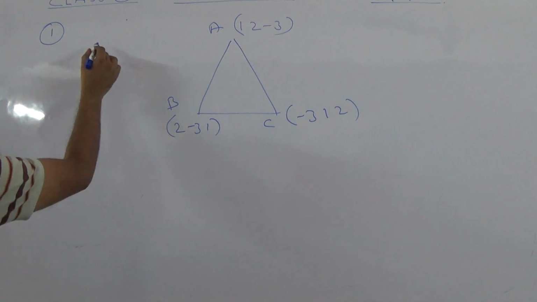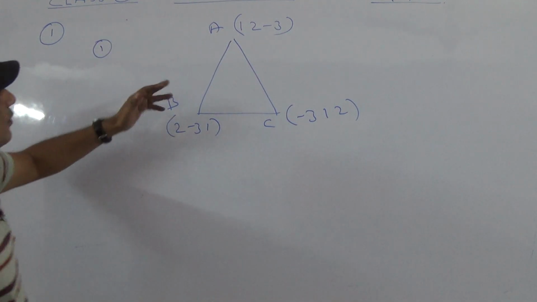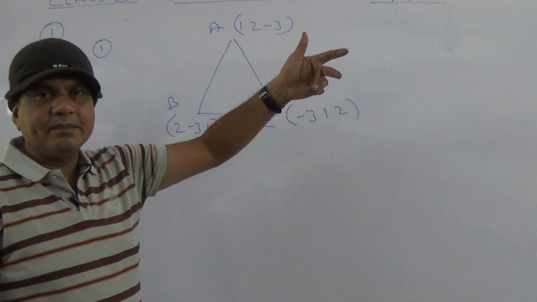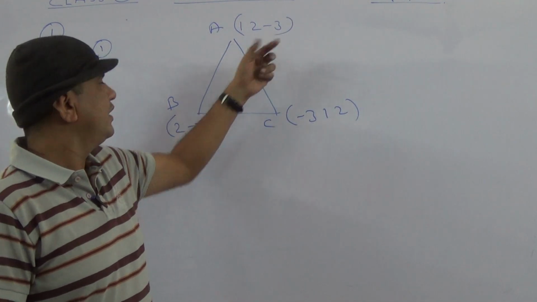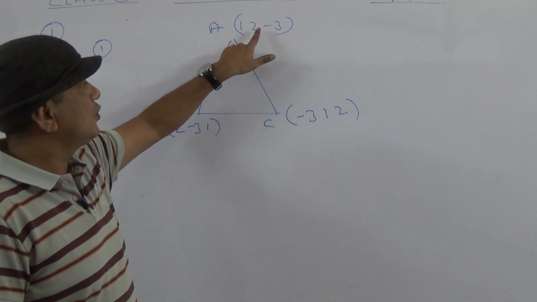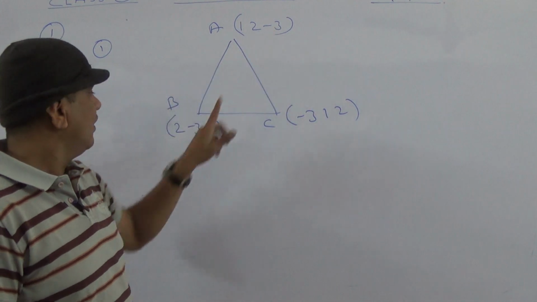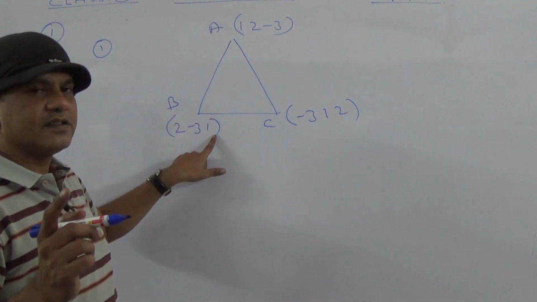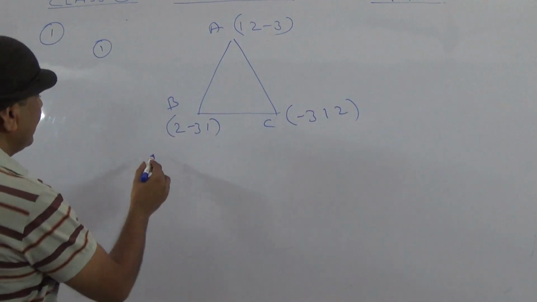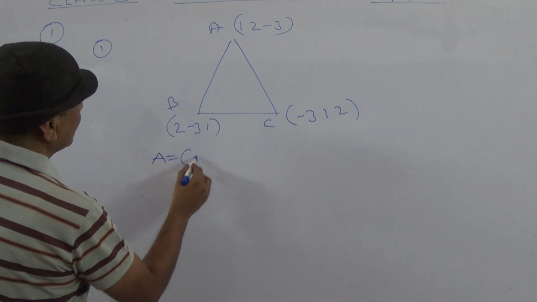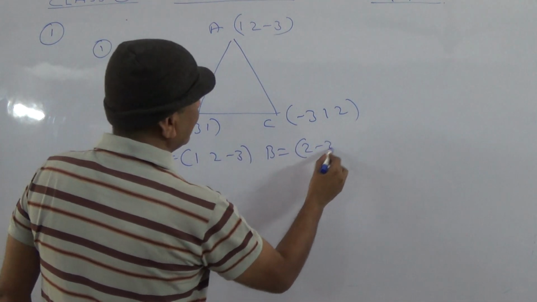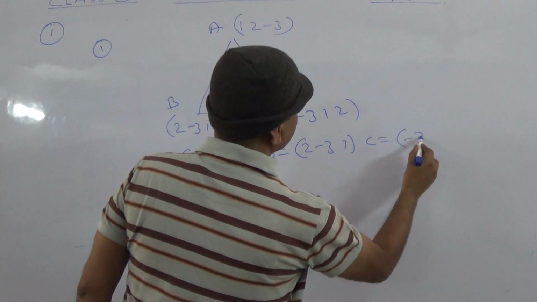Now first, method one. Observe these vertices. Numbers are same but positions are different. 1, 2, 3; 2, 3, -1; -3, 1, 2. Now 1 square plus 2 square plus 3 square, 2 square plus 3 square plus 1 square, 3 square plus 1 square plus 2 square are same. That means here A is equal to 1, 2, -3 given. B is equal to 2, -3, 1 given. C is equal to -3, 1, 2.